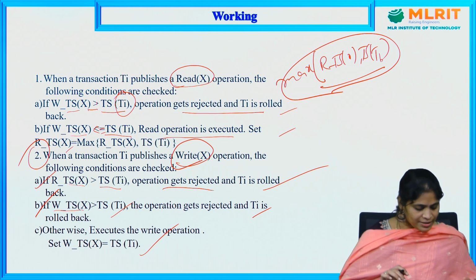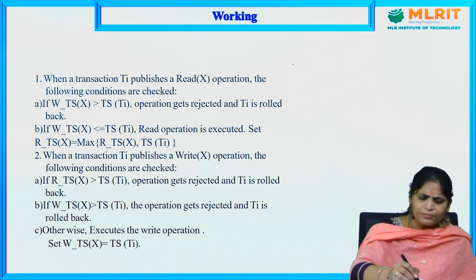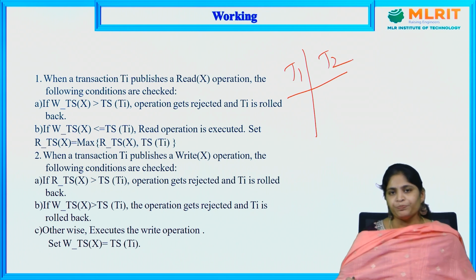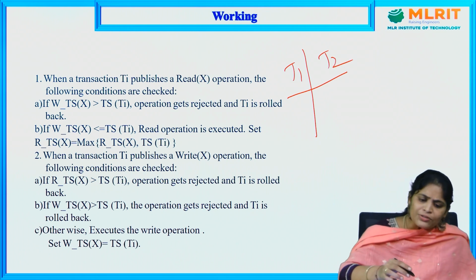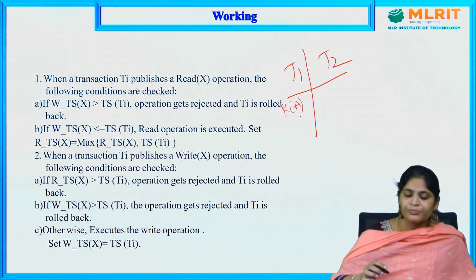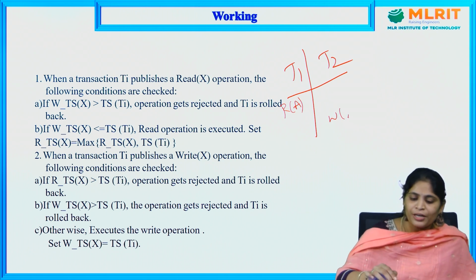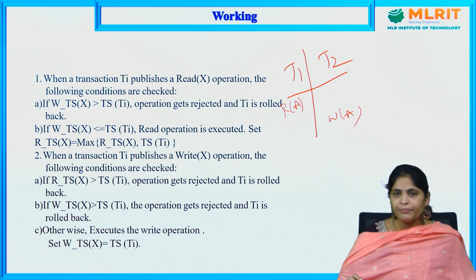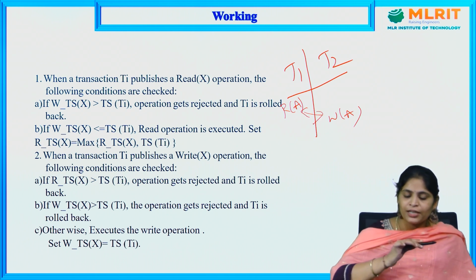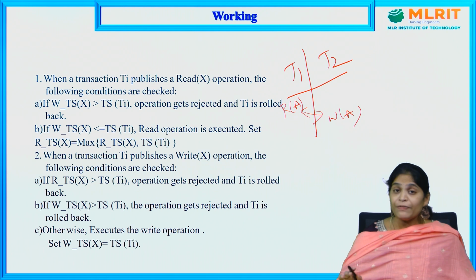So, let us discuss with a simple example why we need these kinds of conflict checks. Let us take two transactions T1 and T2. If T1 is performing a read operation and T2 is performing a write operation after T1, even though it is a conflict, nothing will happen.